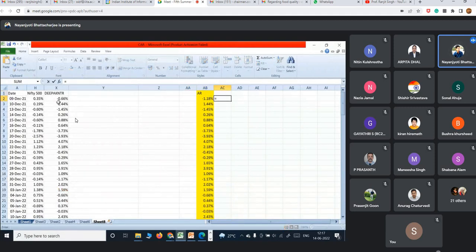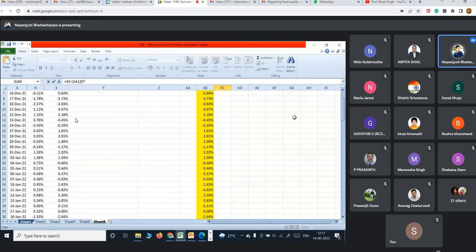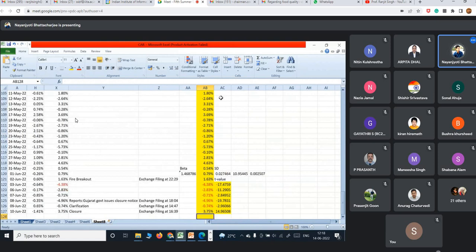I need the actual return, I need the beta, I need the market return. So I convert it into percentage, essentially the same thing. So this is how I find the abnormal return for a given stock on a given day. I do this for all the days in our period of study.